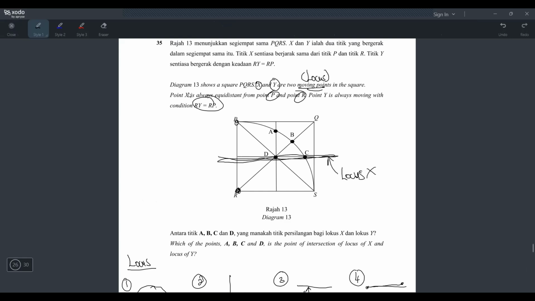Okay, locus X. Okay, and then they say point Y is always moving. That's why if you look at the diagram, there's no Y, because Y is the locus. The one you have to draw yourself. That's why Y doesn't exist in the diagram. So this is the moving point. So how they move? RY equals to RP. So the Y is the locus. So Y you will ignore. Okay, and you will look at R equals RP.